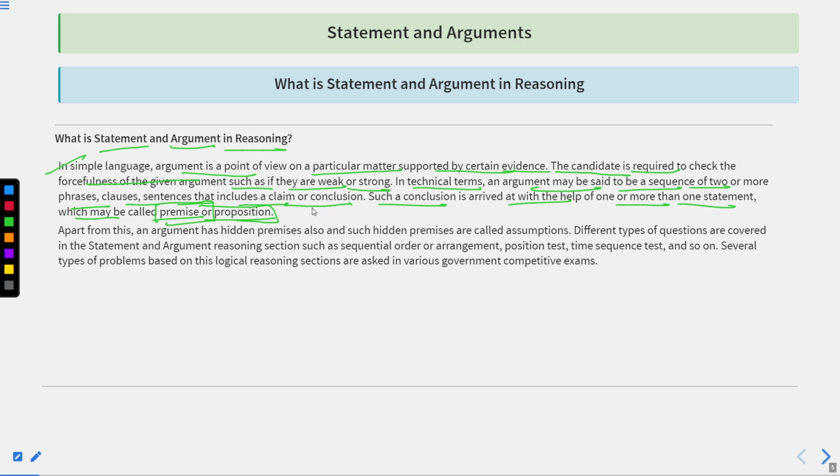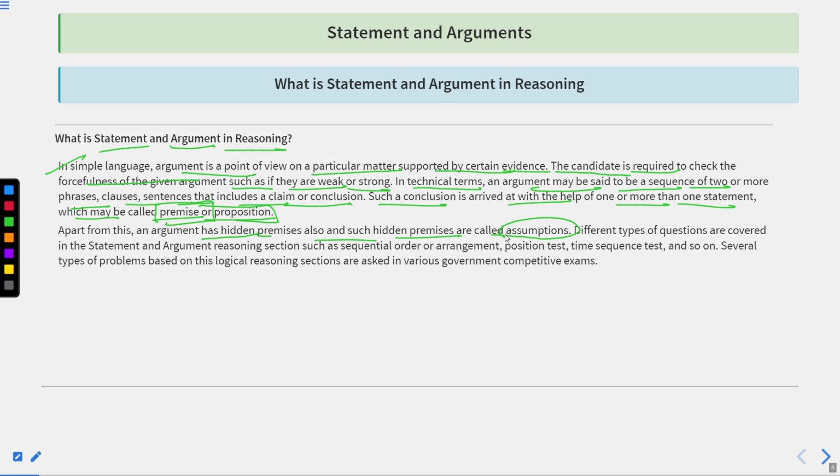But for your better understanding and guidance, it is very important to understand the concepts also. Yes, you will be able to solve the question even without understanding the concept. But the edge a student gets after understanding the concept is that they know exactly why the answer has to be in resonance with the statement and the argument provided. Apart from this, an argument has hidden premises also, and such premises are called assumptions. Assumption is an entirely different topic that we will cover in upcoming lectures.